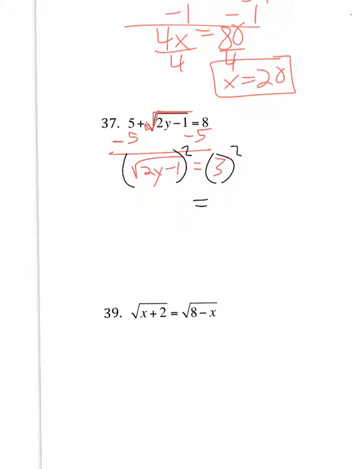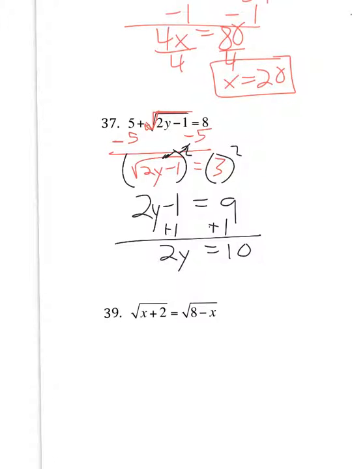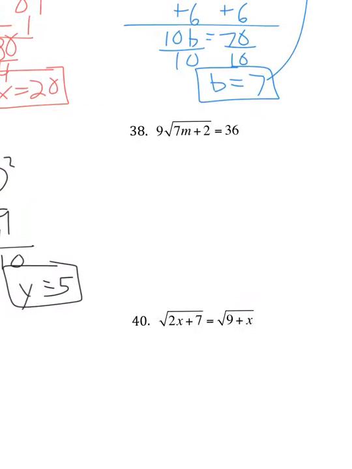Don't try to add one. No, you got to square it first. So you get 9. Squaring, square rooting, undo each other. 2y minus 1 equals 9. Add 1 to both sides. 2y equals 10. And therefore, y is equal to 5. 38.